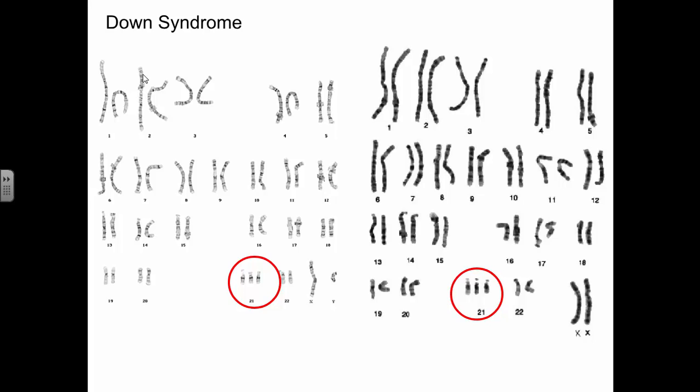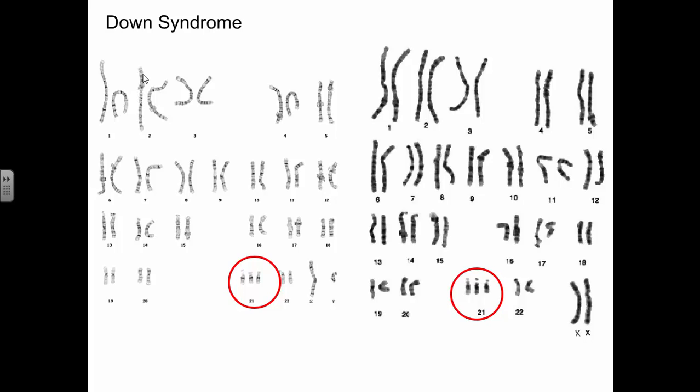When the mother or the father, it could come from either parent, when their meiosis is happening and they're producing sperm and egg cells, sometimes the chromosomes don't split properly and there ends up to be this extra 21st chromosome. And that's what leads to Down syndrome.